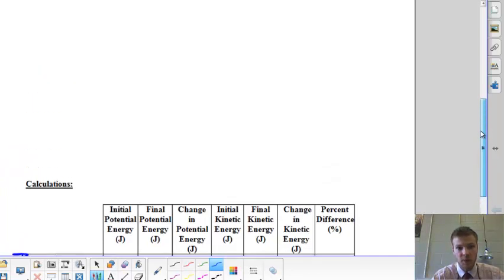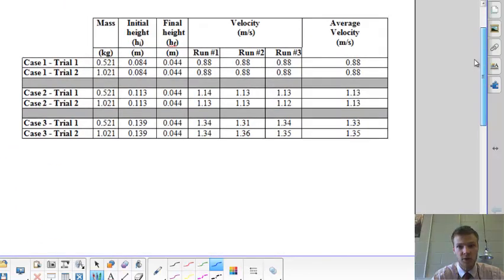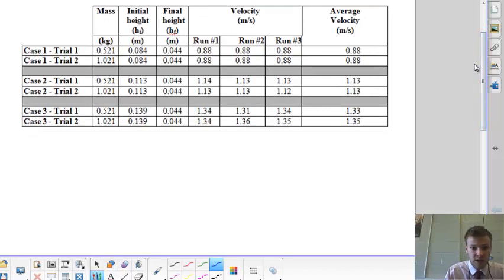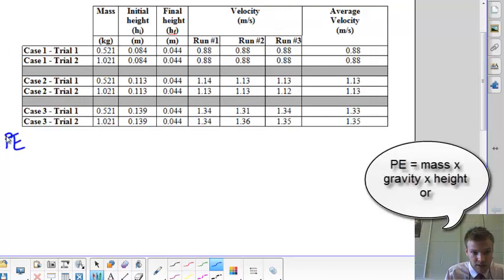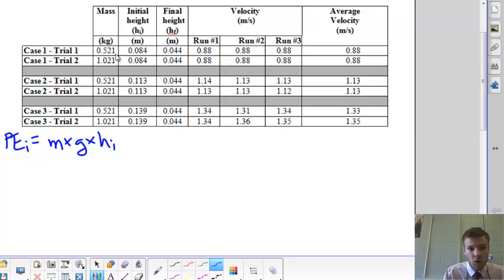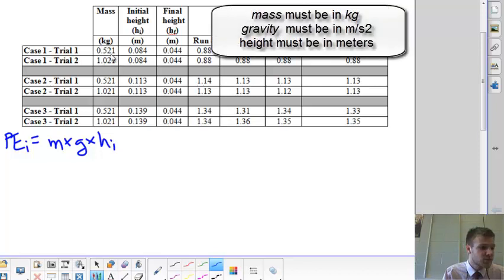First of all, I'm going to start with initial potential energy, which I abbreviate as PEI. Remember, initial potential energy is equal to the mass times gravity times initial height. The biggest thing that I'm seeing is that we're not using proper units. I have already converted my grams to kilograms, but in case you missed that, I want to give you an example of what that looks like.